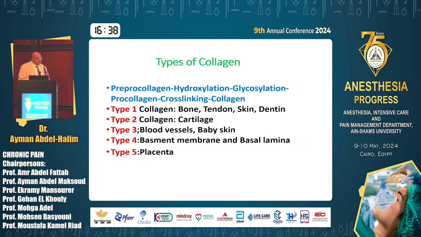Types of collagen, this could help you out understanding some of the rare conditions like Ehlers-Danlos syndrome and Marfan syndrome, and which one you can help with and which one cannot. So we have 5 types of collagen. The most important one, as far as we're concerned, is number 1, which is present in bone, tendon, skin, teeth.